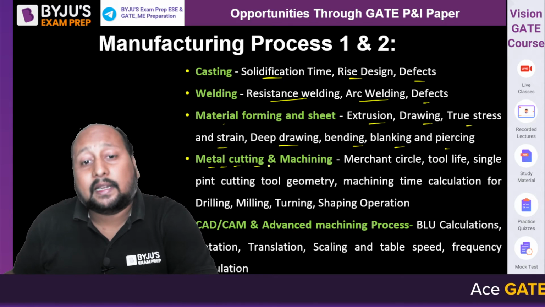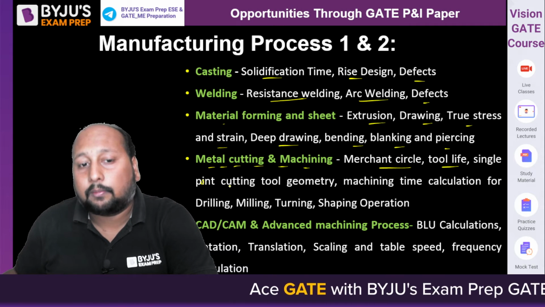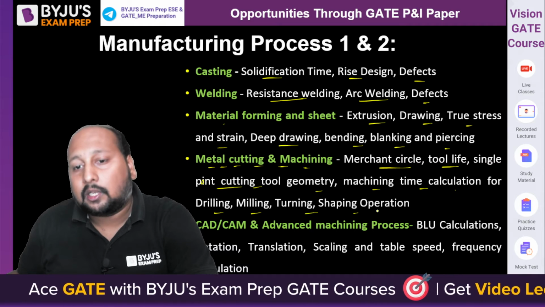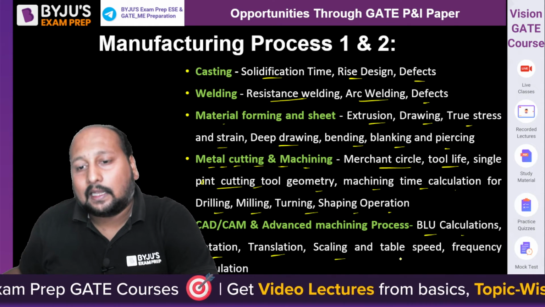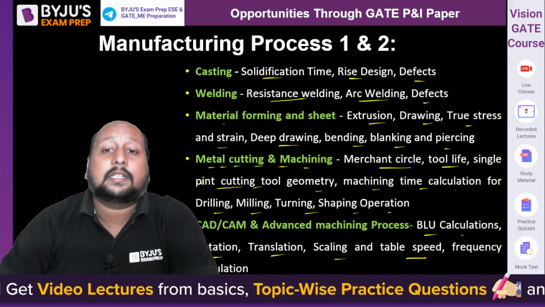We have metal cutting and machining: Merchant circle diagram, tool life, single point cutting tool geometry, machining time calculation, drilling, milling, turning, shaping operations. Then CNC calculations: rotation, translation, scaling, and table speed and frequency calculation. This is basically from manufacturing processes 1 and 2.